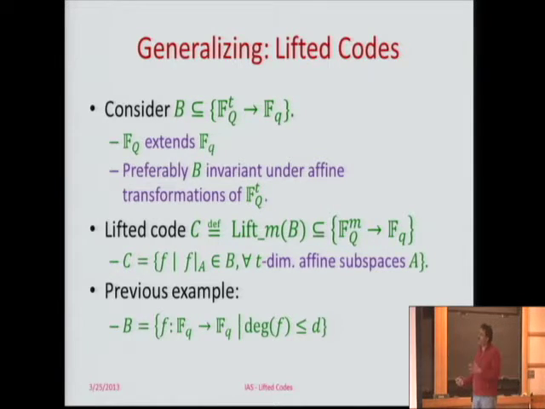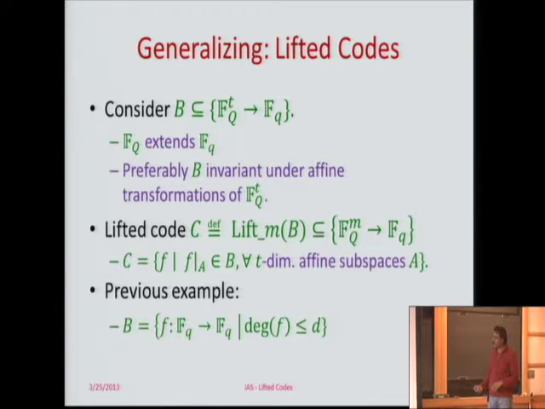That will be the right way to do it. For instance, the set of degree d polynomials could be the base code B, which will be invariant under affine transformations. The lifted code, the m-dimensional lift, is just the set of all m-variate functions which, when projected to t-dimensional subspaces, give you functions that sit in B. So this is the definition of lifting. I hope the definition is clear.